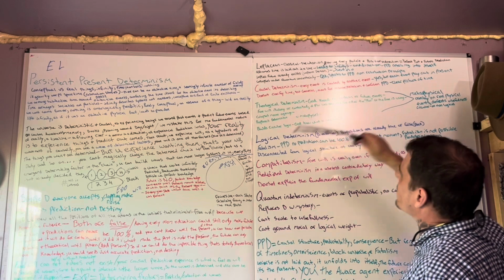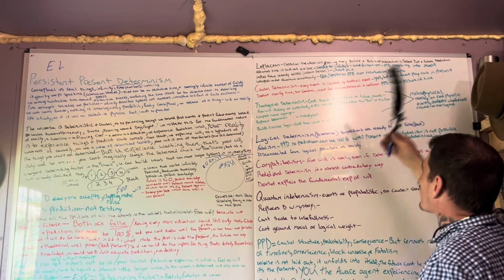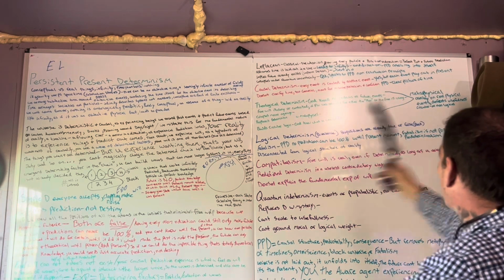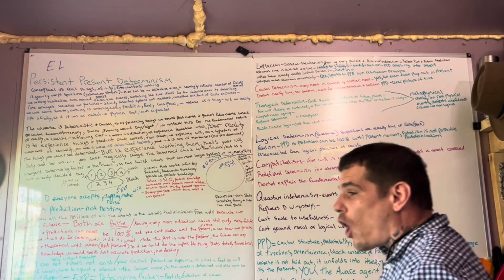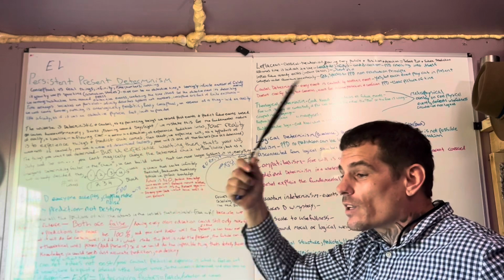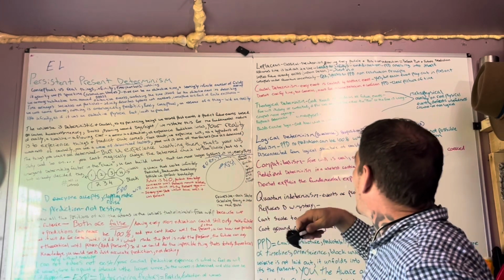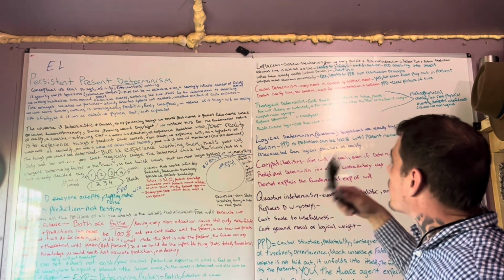Causal determinism doesn't clarify time. It's too general. It allows for misinterpretation and confusion. Persistent present determinism gives a clear picture of time. It's always now. Everything else is an effect of our causal awareness.